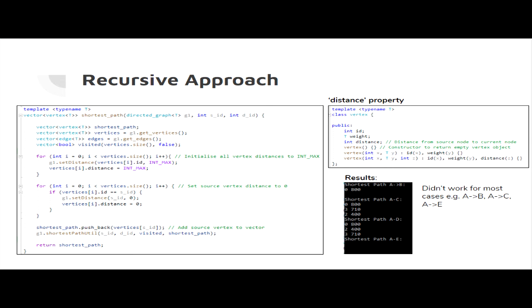For the shortest path function, I initially tried a recursive approach which used a utility function. For this approach, I also added a distance property to the vertex class, which stores the distance from the source vertex to the current vertex. This approach worked for some cases, but failed in most. This was presumably due to issues updating the distance property of each vertex object.